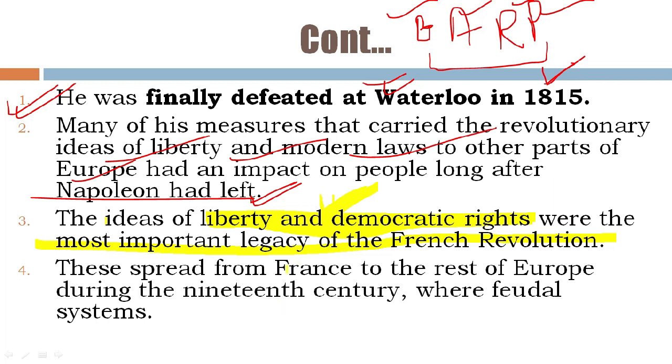These spread from France to the rest of Europe during the 19th century, where feudal systems were there, and they tried to establish equality and justice in the society. So hence we come to the end of the chapter, students.